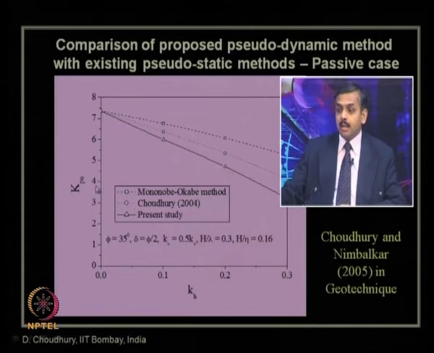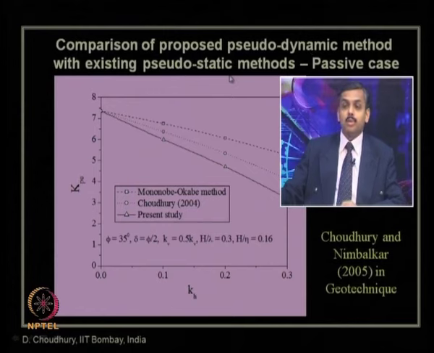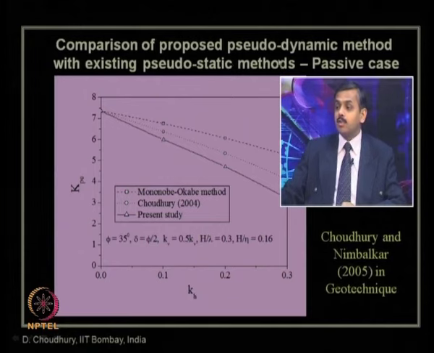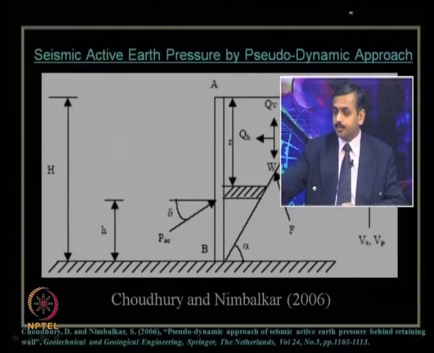You can see the design value KPE is minimum in the pseudodynamic method compared to the conventional pseudostatic method. So, what we can say is that the critical value, or the most desirable design value, is proposed by the pseudodynamic model, not the pseudostatic model, for the passive state of earth pressure, which is clear from this picture also.